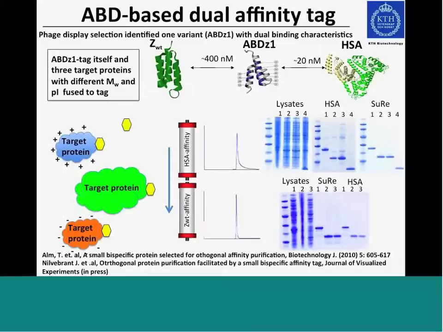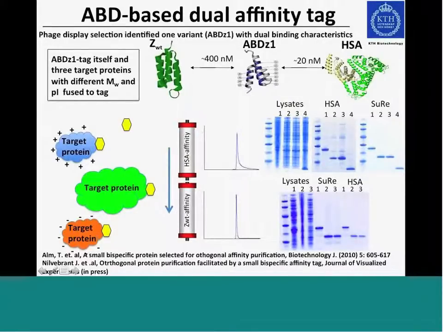By fusing this protein, represented by this yellow box, to different target proteins having different molecular weights and different charge, different isoelectric points, we show that we can use this tag for specific purification, either on a column immobilized with human serum albumin, followed by a column immobilized with the cell domain, which is the other target. So through the two specificities inherent in this small protein domain, we can utilize it for purification on either an albumin column or a column carrying the other target protein.